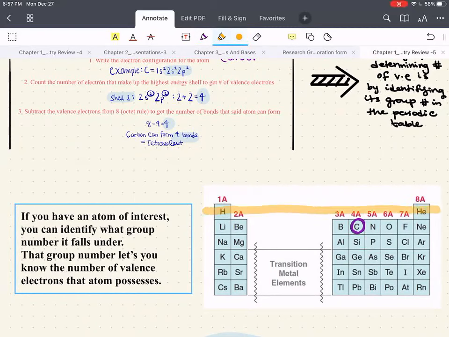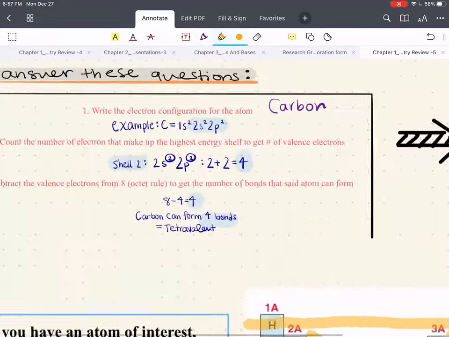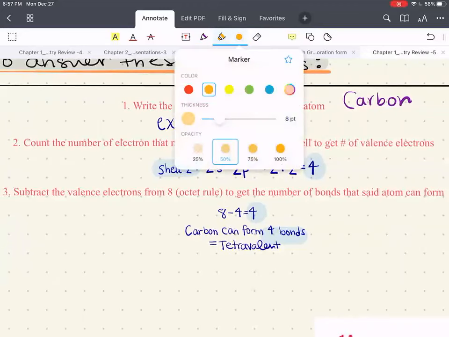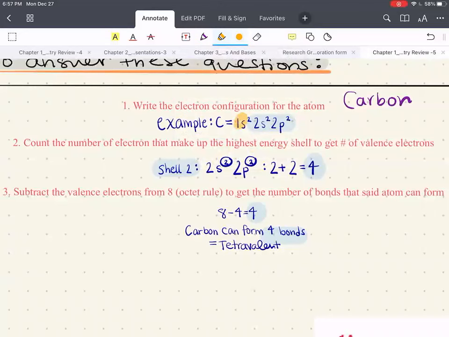We're going to do that really quickly here. That's 1s2, 2s2, 2p2. So that is the electron configuration for carbon. We're going to go ahead and write it: 1s2, 2s2, 2p2. Now, the second step is to count the number of electrons that make up the highest shell. We have some electrons in the first shell, and we have some electrons in the second shell for carbon. Which is higher? Obviously, the second shell. That is the highest shell that carbon has.